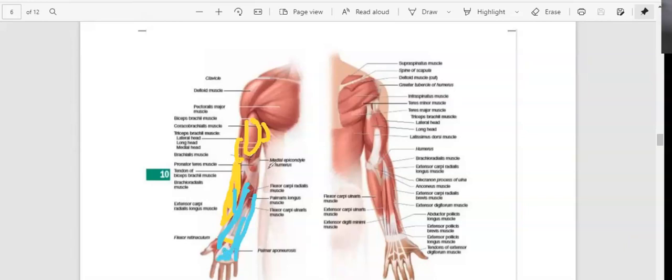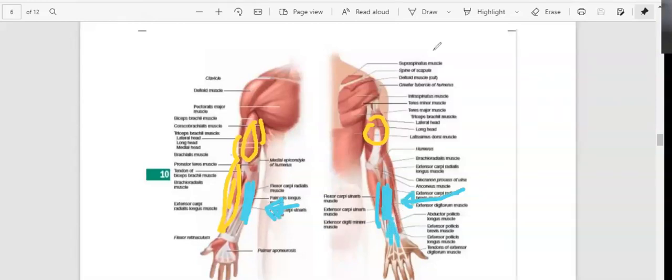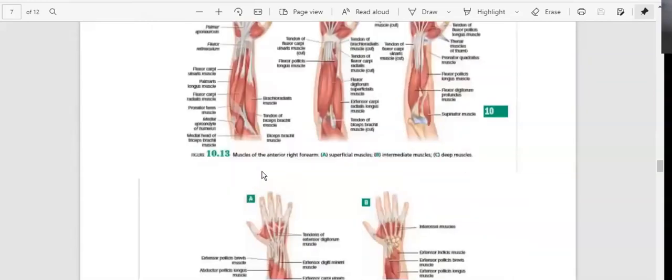Now, this is in the anterior part of your arm. The posterior part of your arm, you're going to have the triceps. These ones are going to be flexors to flex your fingers. Then these ones are going to be extensors to extend your fingers on the back side of your forearm. So we have that here with a little bit more detail.